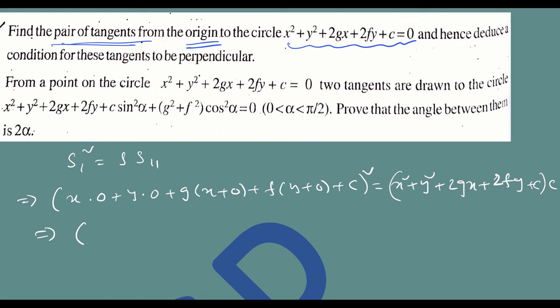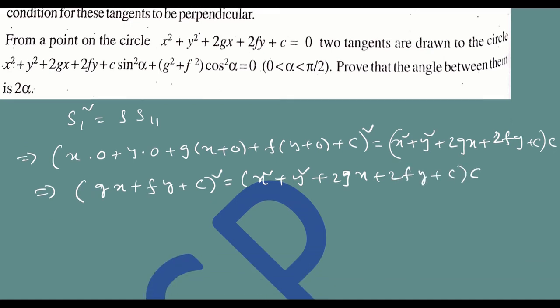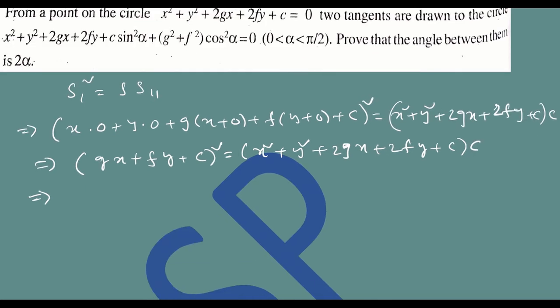So what am I getting ultimately? I'm getting (gx + fy + c) whole square is equal to (x² + y² + 2gx + 2fy + c) into c. So expanding the square on the left hand side and writing everything on one side, I'll have x² into g² okay, for fun I'll write the square one time.